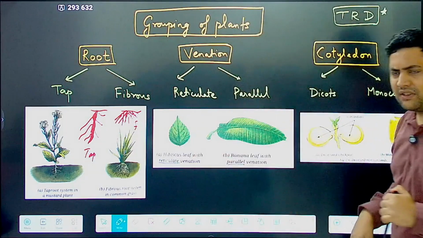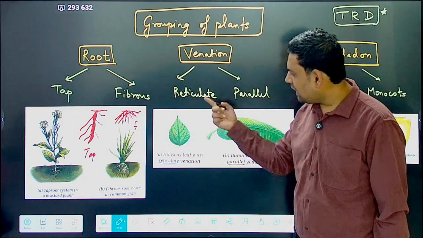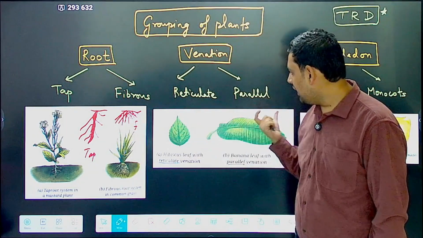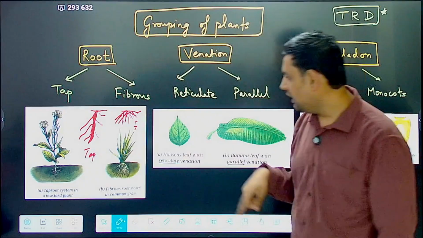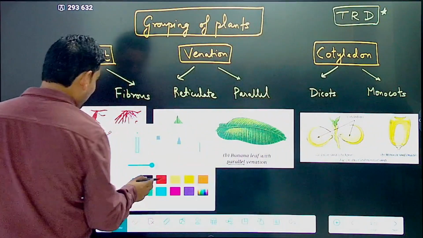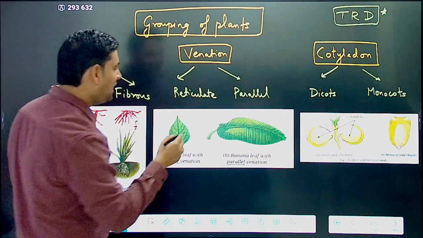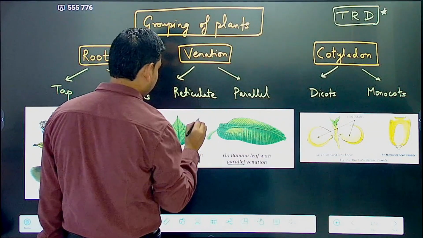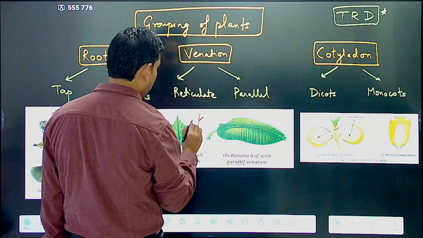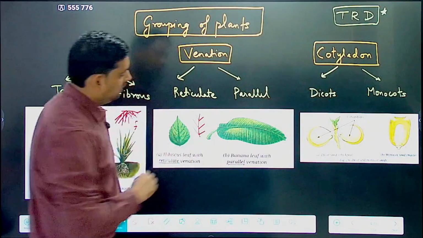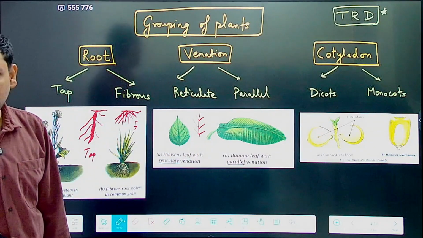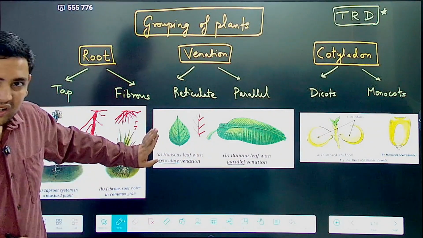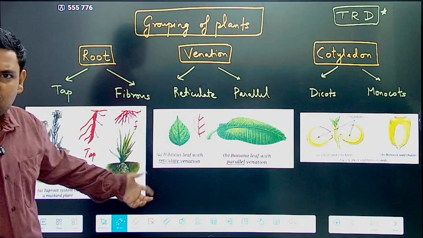Now, this is venation. There are two types again, reticulate and parallel. Reticulate is what we usually draw when we are making drawings. Reticulate is like this. This is the reticulate pattern. Now, this you find in most of the plants.